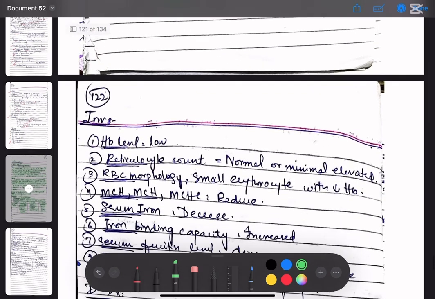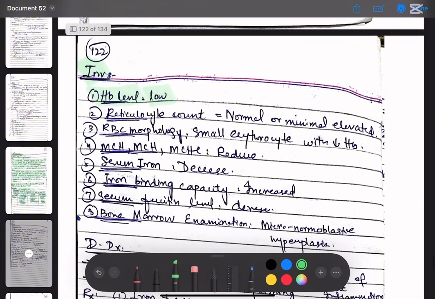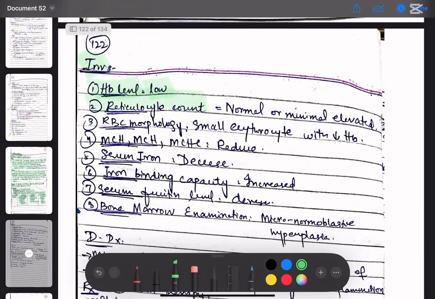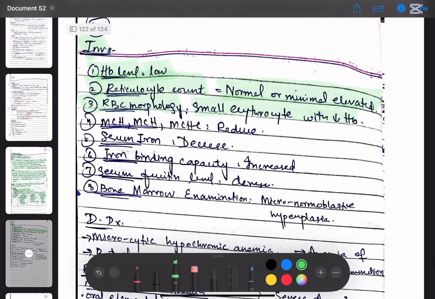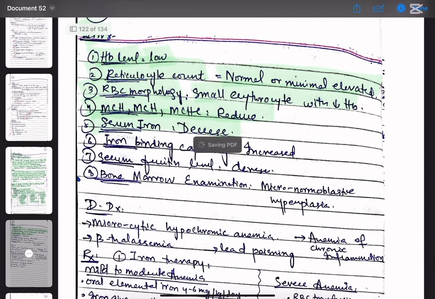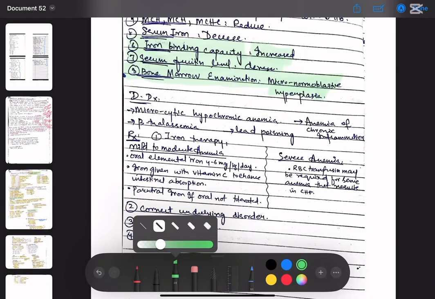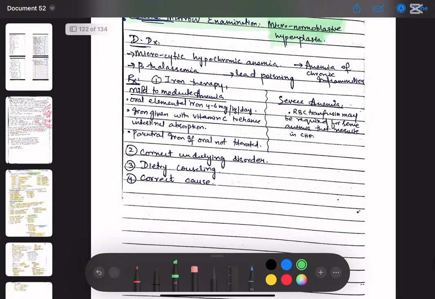Now the investigation options. First of all, HB is checked, which is low in iron deficiency anemia. Reticulocyte count is checked, which is normal or elevated. RBC morphology is checked, showing small erythrocytes with decreased HB. MCH and MCHC are reduced. Serum iron is decreased, iron binding capacity is increased. Serum ferritin level is decreased, and bone marrow examination shows micronormoblastic hyperplasia. The differential diagnoses of microcytic hypochromic anemia are anemia of chronic inflammation, beta thalassemia, and lead poisoning.